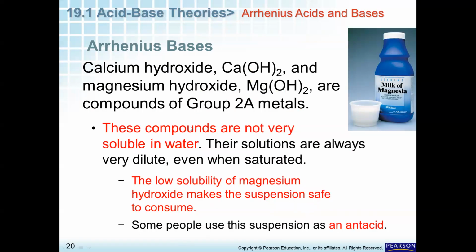Now, if you consider these two, their solubility is very low, and that's why they are safe to be used in this kind of product. This is what they call Maalox and this kind of material that can be used to treat the acidity in your stomach. If you have an acidic stomach, usually you take one spoon of that liquid. That liquid actually contains either calcium hydroxide or magnesium hydroxide.